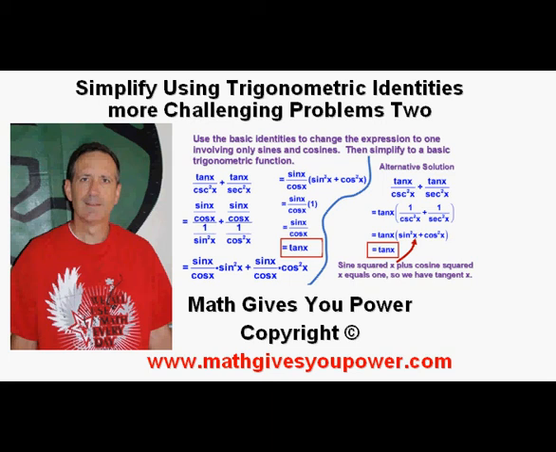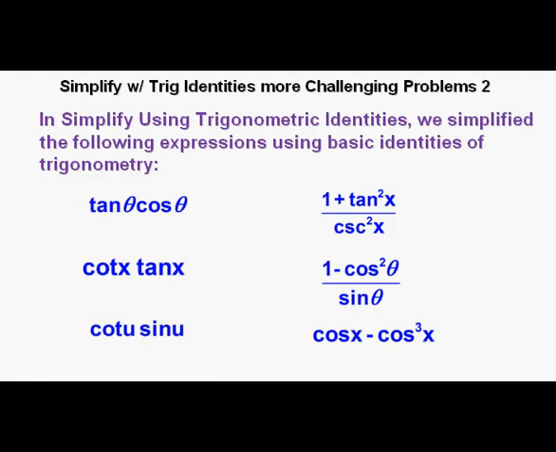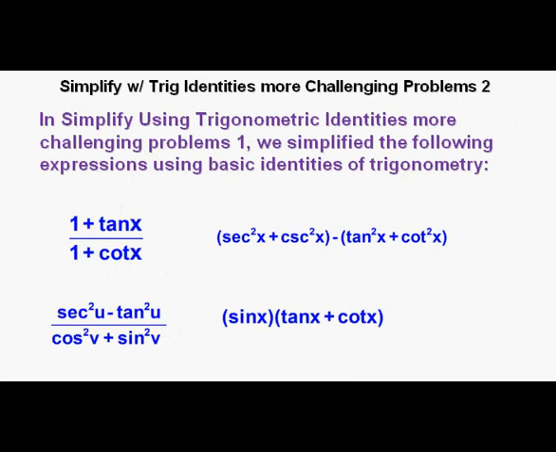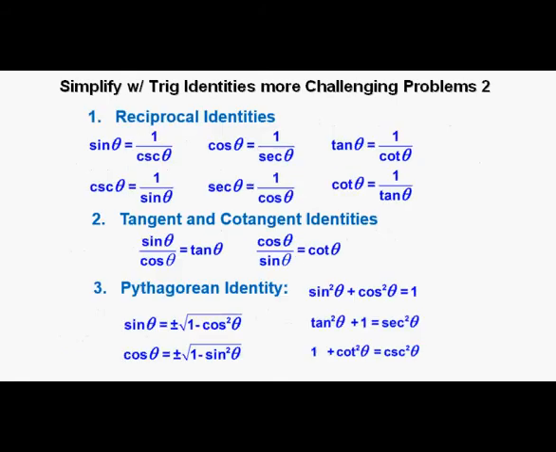Simplify using trigonometric identities, more challenging problems 2. In Simplify using trigonometric identities, we simplified these 6 expressions. And in Simplify using trigonometric identities, more challenging problems 1, we simplified these 4 expressions. For these problems in this video lesson, we're going to use the same identities as we did earlier, which are the reciprocal identities, the tangent and cotangent identities, and the Pythagorean identities.